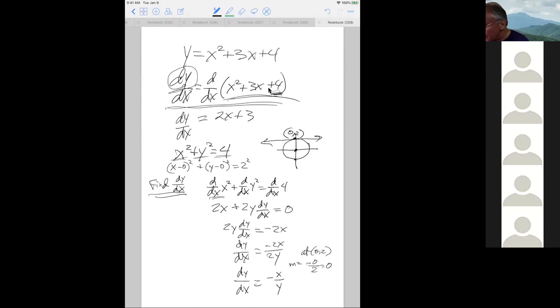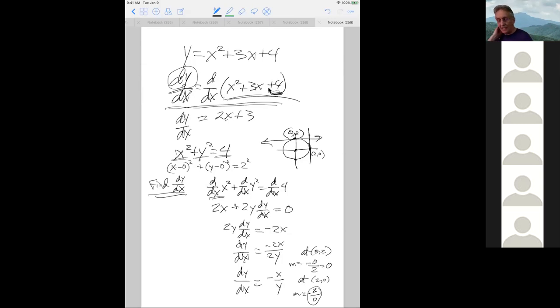And notice what would happen here at the point (2, 0). You've got negative x over y. So at (2, 0), x is 2 and y is 0, so the slope is undefined. The slope is undefined when it's a vertical line like that, okay? So you plug in the coordinates, both the x and the y, to determine what the slope is at that point.